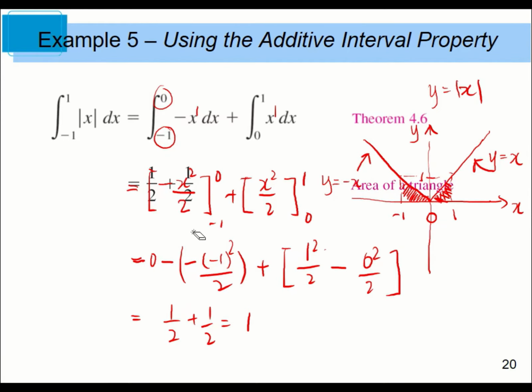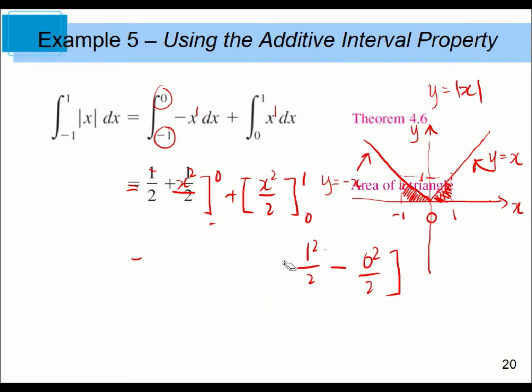So the answer is 1. Now, from the graph also, we will know that the area should be 1, because this is half of a square and this is another half of a square. So when we combine these two, we will get 1 square, which the area is 1.